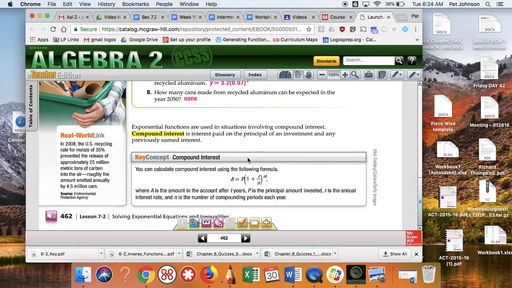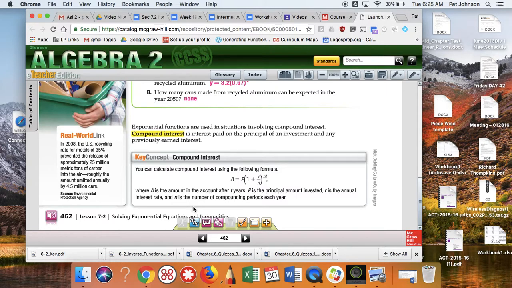All right, so compound interest. So what is compound interest? Exponential functions are used in situations involving compound interest. It's interest that's paid on the principal amount of an investment and any previously earned interest. So you earn interest on top of interest. When you're investing money, you want compound interest, but not as a loan, because when you're investing, you earn more money. So the formula is A equals P times 1 plus r over n, to the nt power. It's important to know all these variables.